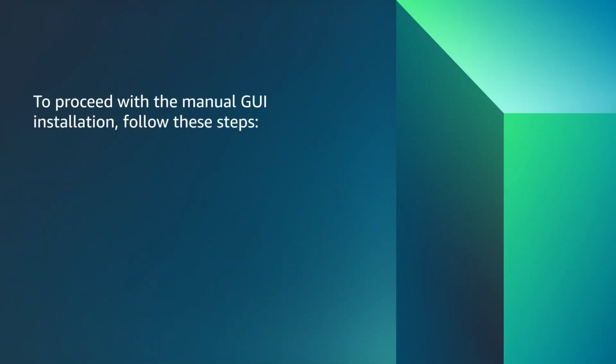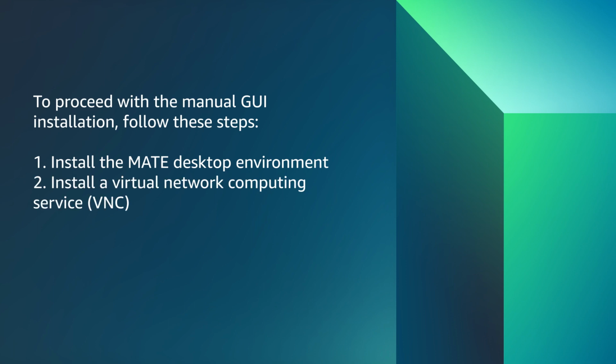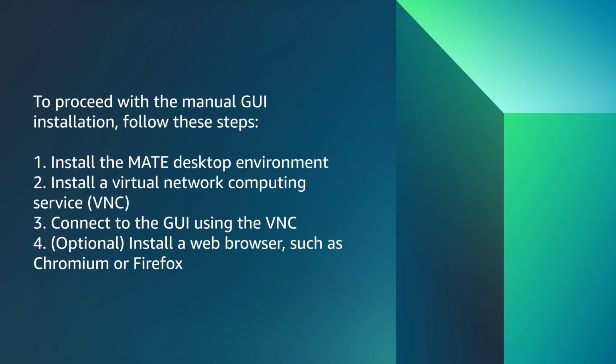To proceed with a manual GUI installation, follow these steps. Install the Mate desktop environment, a lightweight GUI based on GNOME 2, available as an extra for Amazon Linux 2. Install a virtual network computing service such as TigerVNC. Connect to the GUI using the VNC. Optional, install a web browser such as Chromium or Firefox. Note that both Chromium and Firefox are only available in the x86 variant.